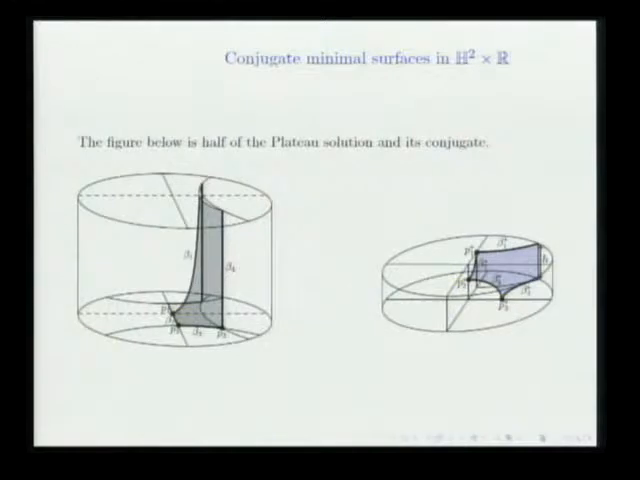construction of surfaces is this conjugate surface construction. You solve a Plateau problem for a polygon. By your choice of the polygon, it's a vertical graph over a convex domain. This is a geodesic. And in H2 cross R, just as in R3, one has the notion of a conjugate minimal surface.